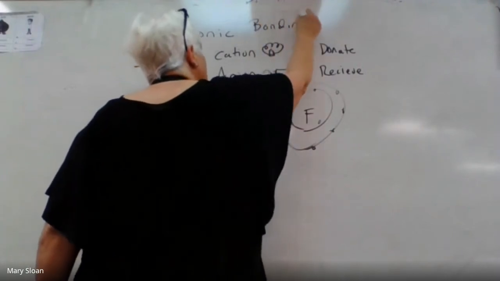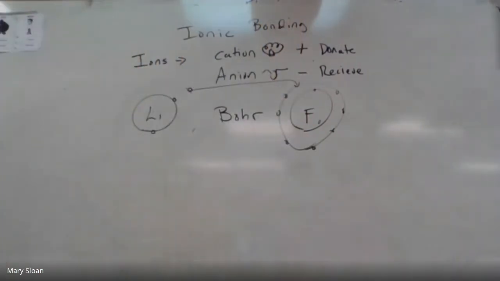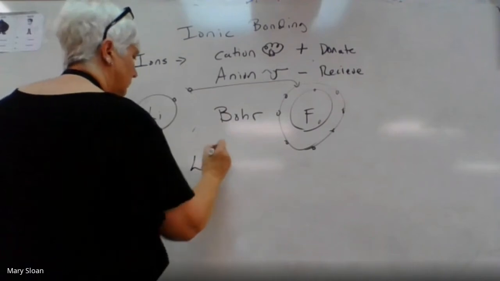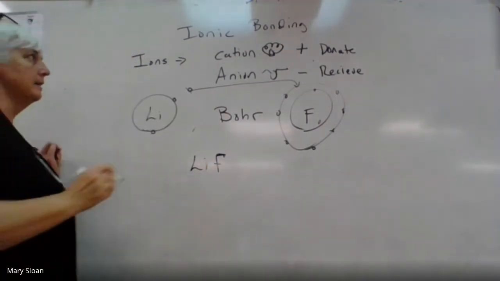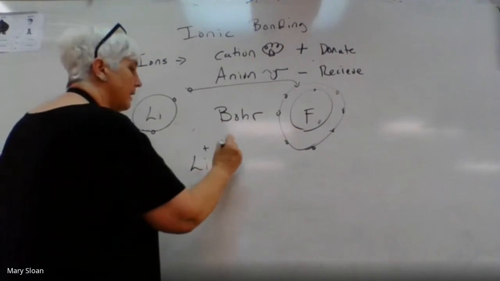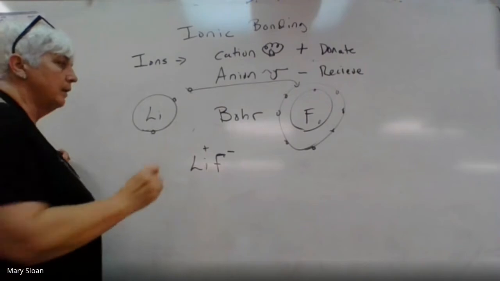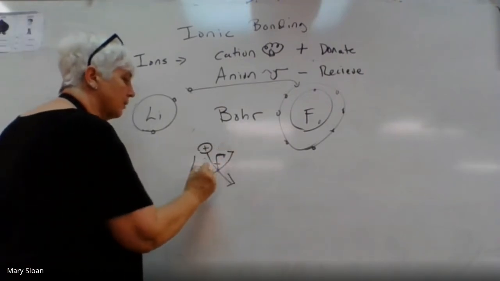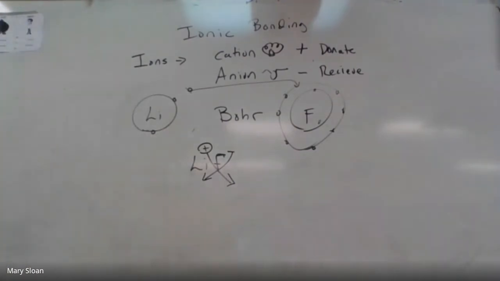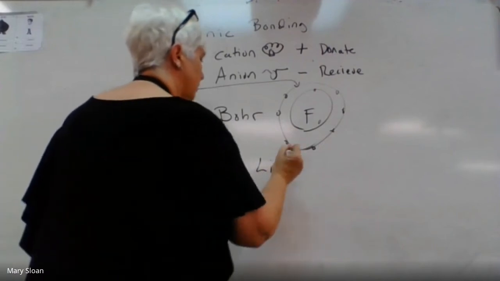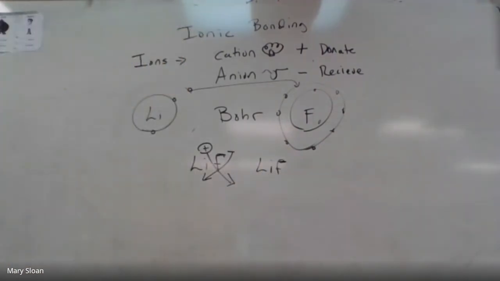The other way is what's called the crisscross method. So if we're doing Li and F, we know that Li has a positive 1 charge. We know fluorine has a negative 1 charge. What we do is we take the charge and we put it down as a subscript. Okay? So that is LiF. Everybody good so far?